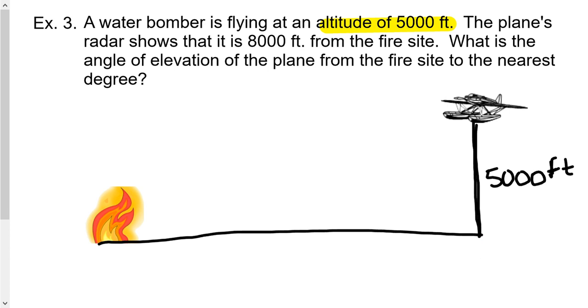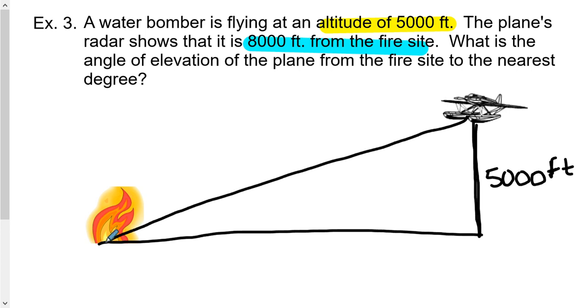And then it's also telling us that the plane's radar shows that it is 8,000 feet from the fire site. We can assume that's direct, right? The plane is trying to reach the fire. That's going to tell us that our hypotenuse is that 8,000 feet, because the distance from the plane to the fire is what we're talking about, not the distance along the ground, because the plane isn't traveling along the ground. And again, our right angle is always made by any vertical and horizontal distance, that 90-degree angle.